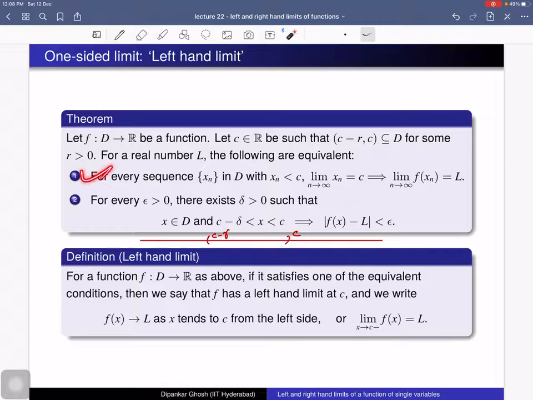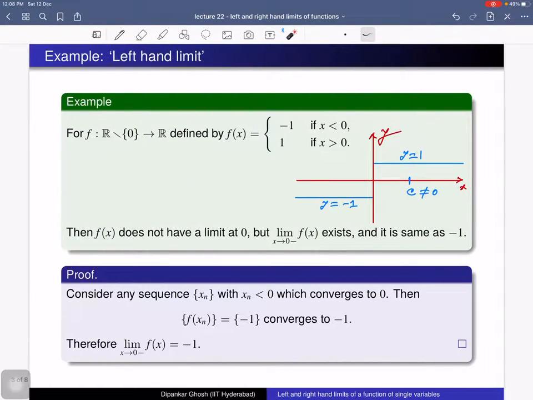So these two conditions are equivalent, and then we define that for a function f from D to R as above, if it satisfies one of these equivalent conditions, then we say that f has a left hand limit at c, and we write that f of x tends to L as x tends to c from the left side, or we denote it in this way: limit of f of x as x tends to c minus is L. Okay. So we should see an example.